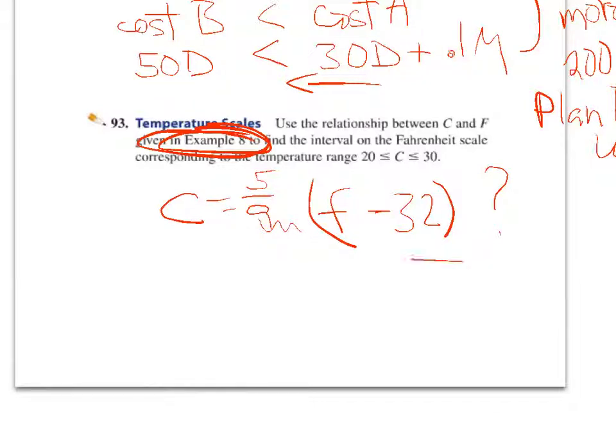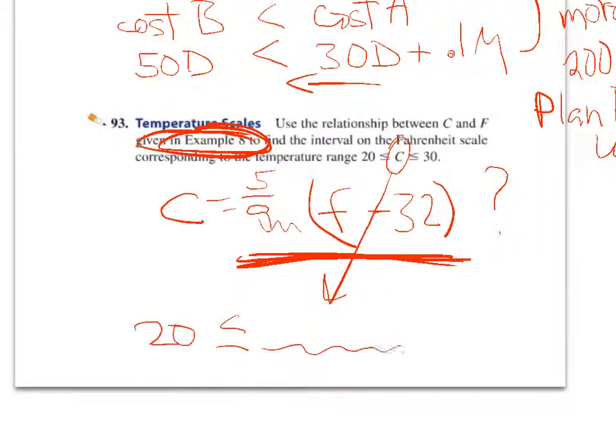So all you have to do is take this expression for C and put it right there, and then just solve for F. So whatever the expression is, I think it's that, but I'm not sure. Pretty sure that's what it is. Whatever it is, though, put it right here in this inequality. And so you have 20 is less than or equal to whatever that formula is, less than or equal to 30. And then you just solve for F. So work on that one and see what you get for the range on Fahrenheit. That's the same as between 20 and 30 on Celsius.